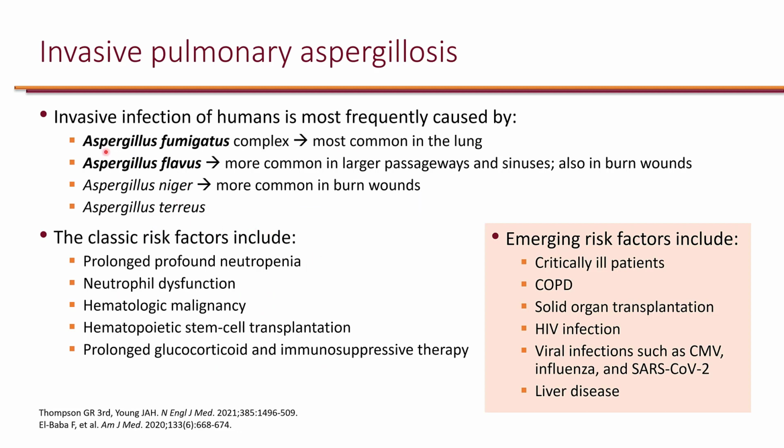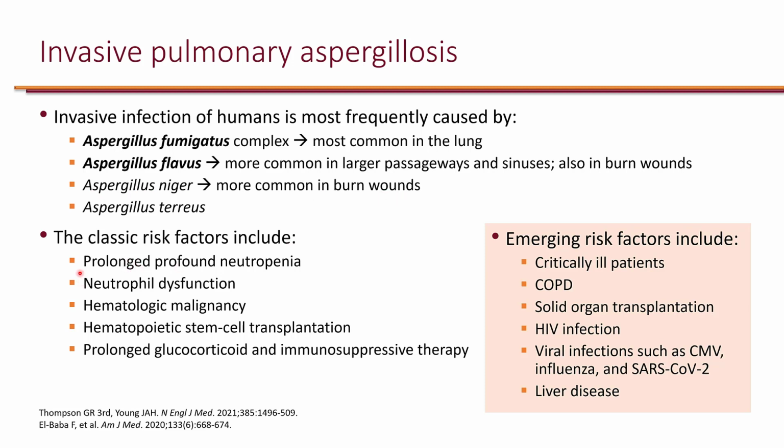Here are the common aspergillus species. So pretty much most of these are due to Aspergillus fumigatus for pulmonary aspergillosis, as well as Aspergillus flavus. The rest of them are not commonly seen in the lung. So for example, Aspergillus niger is more common in burn wounds.